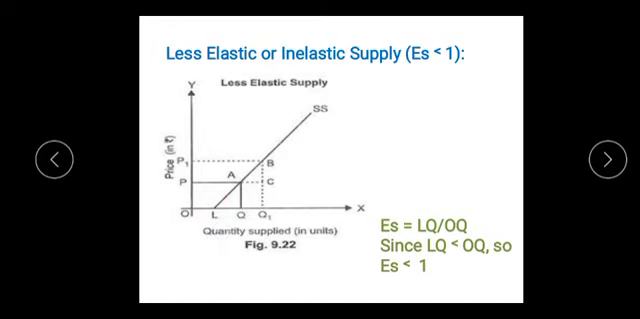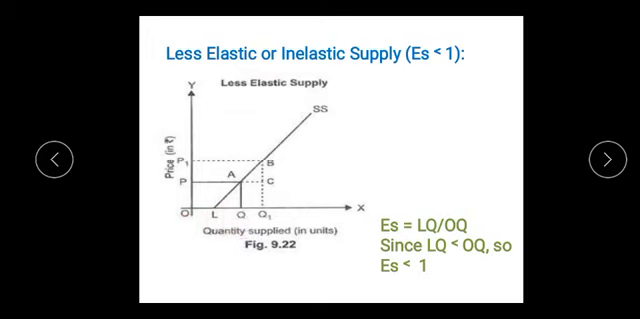As we know that elasticity of supply is equal to intercept on the x-axis divided by initial quantity supplied, so here elasticity of supply is equal to LQ divided by OQ, that is intercept divided by initial quantity supplied. So elasticity of supply is equal to LQ divided by OQ.